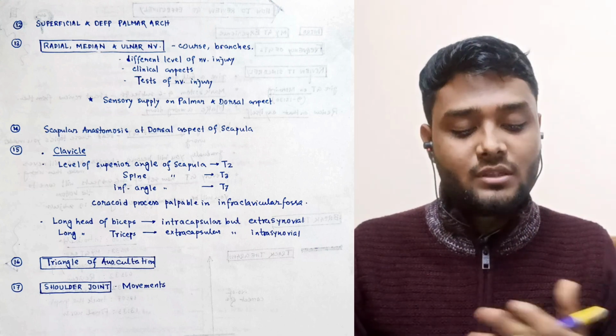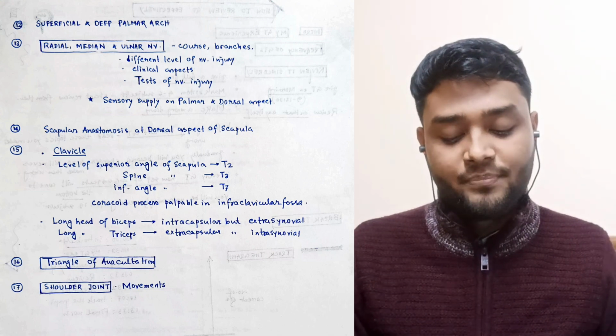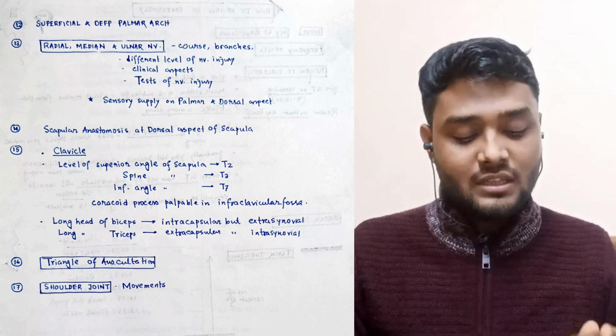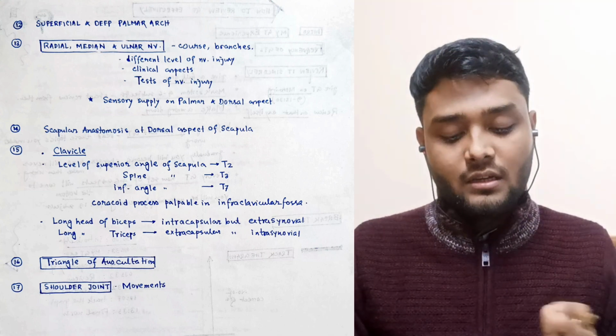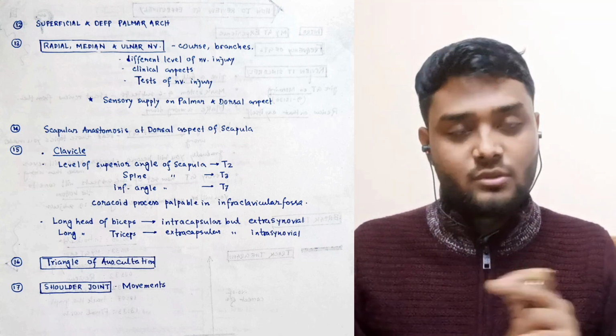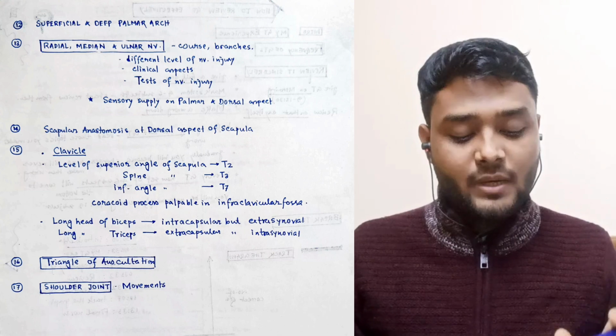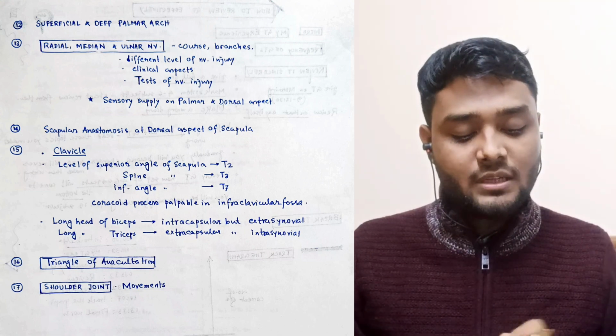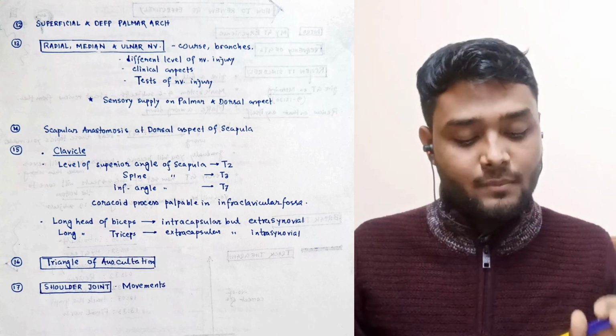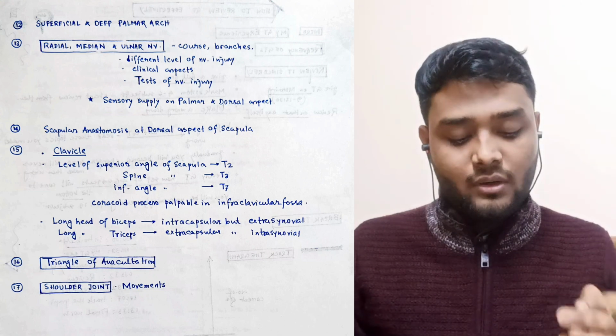Then sensory supply on the palmar and the dorsal aspect of the palm. Scapular anastomosis at the dorsal aspect of the scapula. Then from the osteology point of view, read about the clavicle, the level of the superior angle of the scapula at T2, the level of the spine of scapula at T3, the inferior angle of the scapula at T7, and the coracoid process palpable in the infraclavicular fossa.